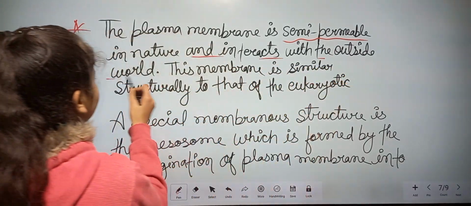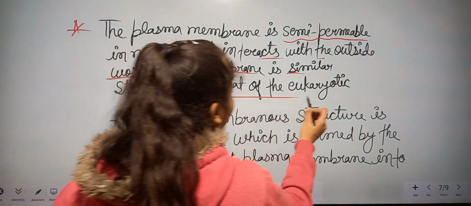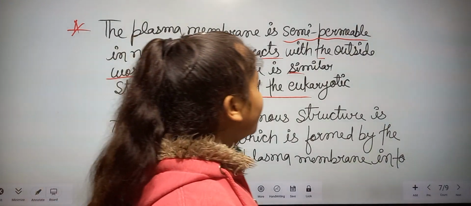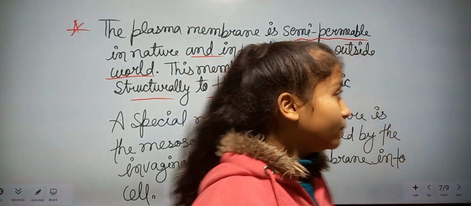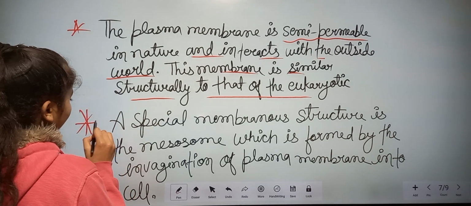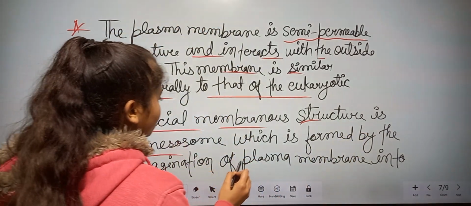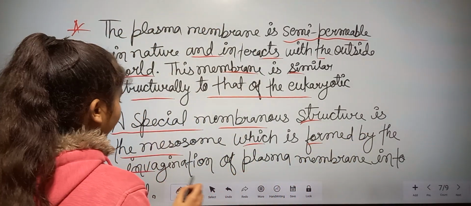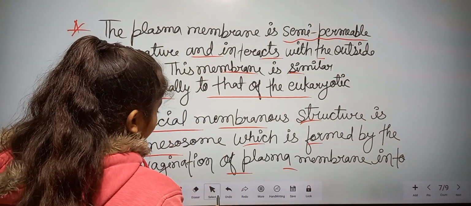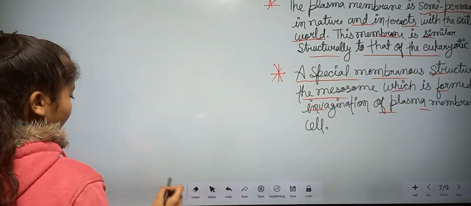It interacts with the outside world. This membrane is structurally similar to that of the eukaryotic cell. Eukaryotic cells also have a semi-permeable plasma membrane. Our second point is a special membranous structure, the mesosome, which is formed by the invagination of the plasma membrane into the cell. We have seen the mesosome, like see the structure of the mesosome.